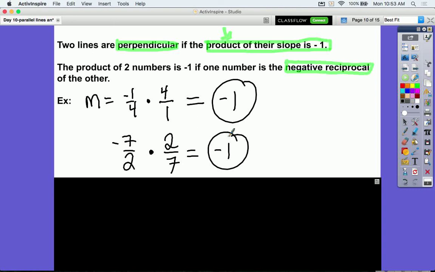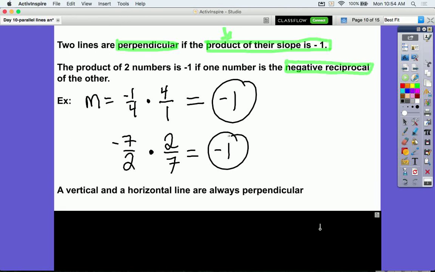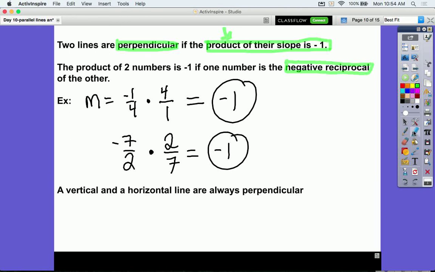So this is just a nice thing to do, to check and make sure that your slopes, if your lines form a right angle, actually, if you multiply them together, you'll end up with a product of -1. You should know, this makes a lot of sense. If you have a vertical line and a horizontal line, obviously, any vertical line is always going to be perpendicular to a horizontal line.